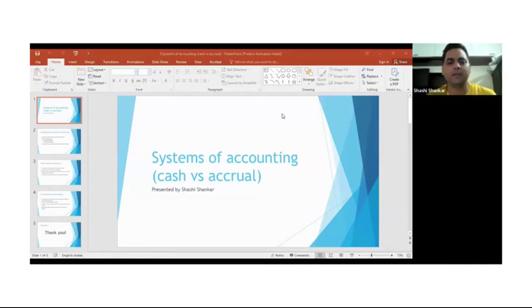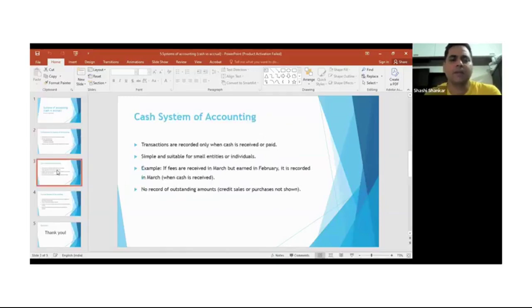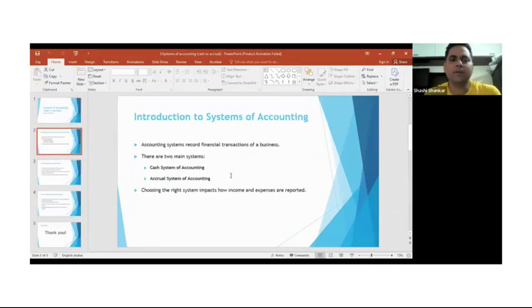I mean cash versus accrual system. I'll walk us through it in three portions: introduction to systems of accounting, post that the cash system of accounting, and the last one would be the accrual system of accounting. Okay, so to begin with, introduction to systems of accounting.